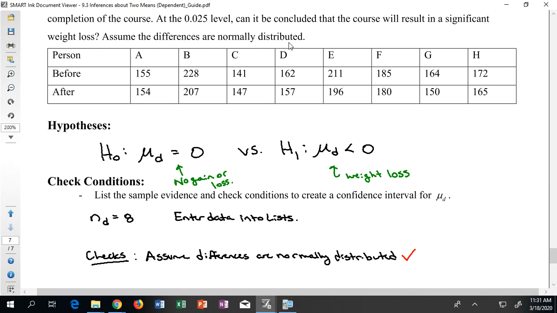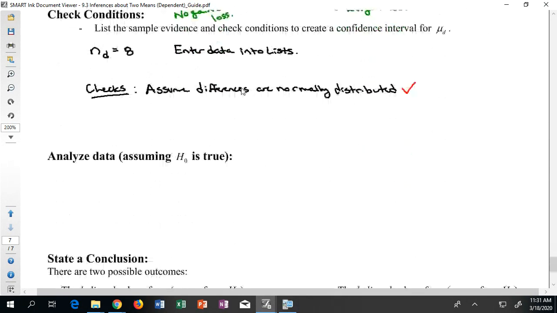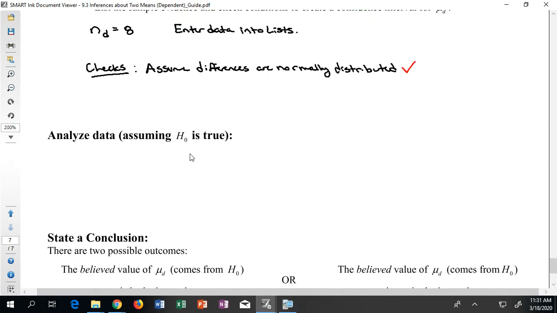So that makes my check complete there, and I'm ready to build the confidence interval. And that's what's down here in the analyzing of the data. I'm going to need to go ahead and actually think about the fact that my alpha was given as 0.025. So I need to figure out how I turn that into a level of confidence. Again, this is a one-tailed test.